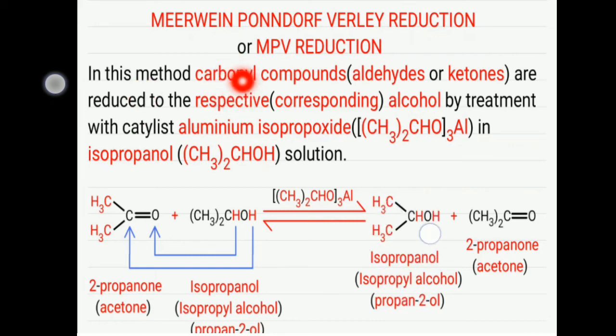Isopropanol is forming acetone. Acetone is forming isopropyl alcohol. Here, in this particular backward reaction, isopropyl alcohol is forming acetone. This is oxidation. So conversion of alcohol to acetone is called oxidation. So the backward reaction is oxidation. That oxidation reaction is called Oppenauer oxidation.